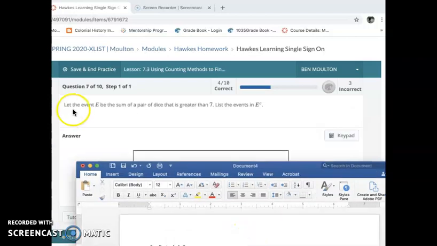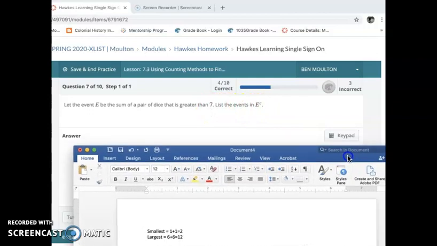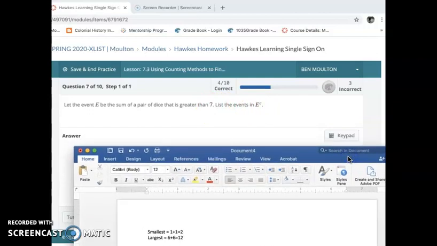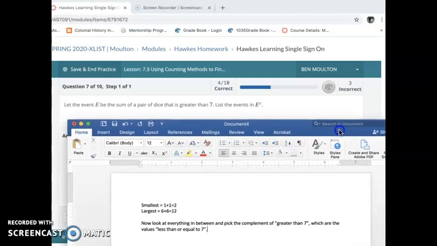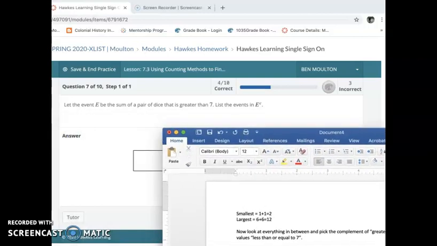Number 7 here. Let event E be the sum of a pair of dice that's greater than 7. We're going to look at the complement of that. So, if you think of it this way, the smallest you're going to have when you roll dice is snake eyes, 1 plus 1 is 2. The largest you're going to get is 6 plus 6 is 12. So we're going to look at everything in between and pick the complement of greater than 7, which means we're going to pick everything less than or equal to 7, okay?